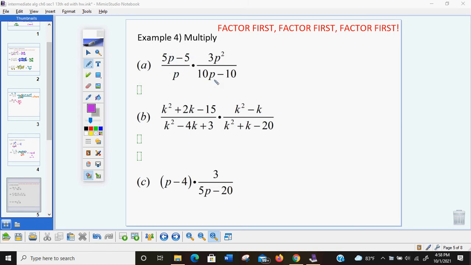On top, take the top. I can take out a 5. If I take out a 5, I'm left with p minus 1. Then go to the bottom. I have just a p. That's not going to factor. It's not squared. I can't take anything out.